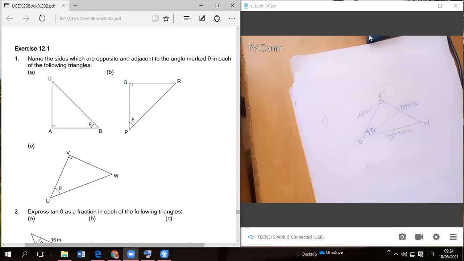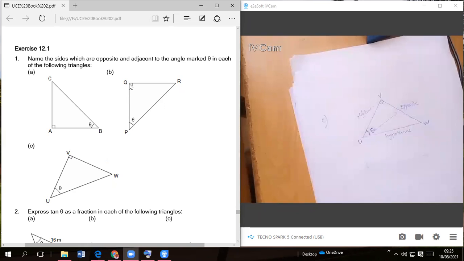Now, do you see any slanting side? Any slanting side is the hypotenuse. Sherry is telling us that it's PR. PR is the hypotenuse, isn't it? Yes. Members, you can unmute all of you. PR is the hypotenuse. Sherry, I think you have seen that PR is the hypotenuse.